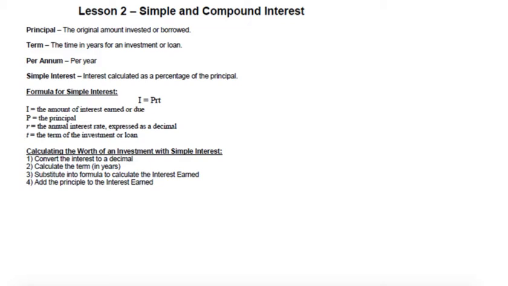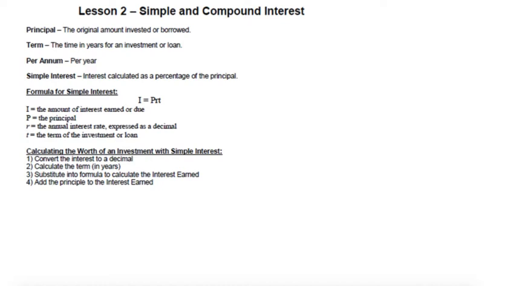P is the principal amount you put in or borrow. R is the annual interest rate, and it's expressed as a decimal. So if you're given a percentage, you must divide it by 100 to get a decimal. And T is the term of the investment or loan. It's not going to be given to you in years, but you're going to want to convert it to years at all times, unless your rate is given to you as a daily interest rate.